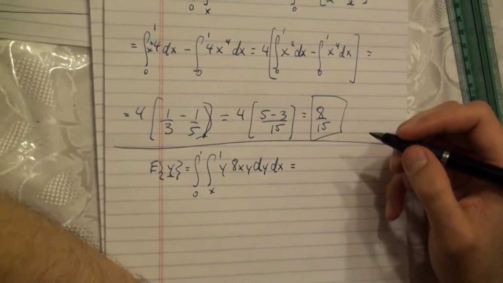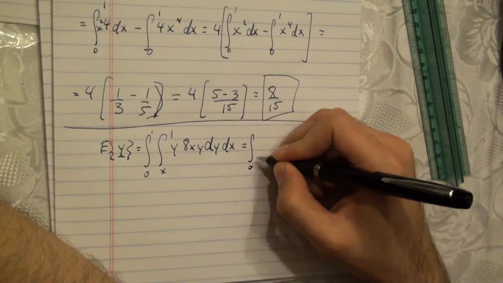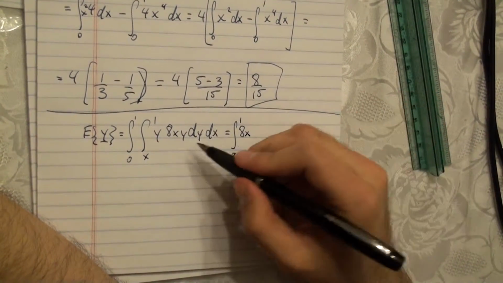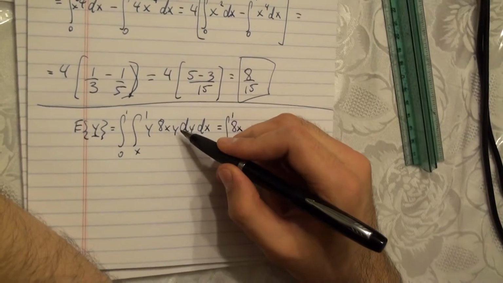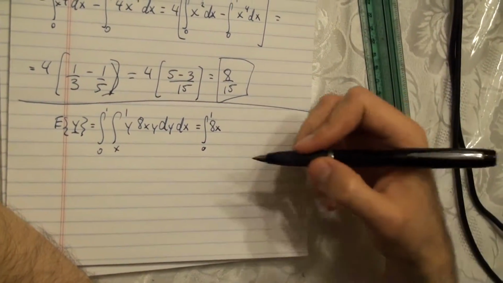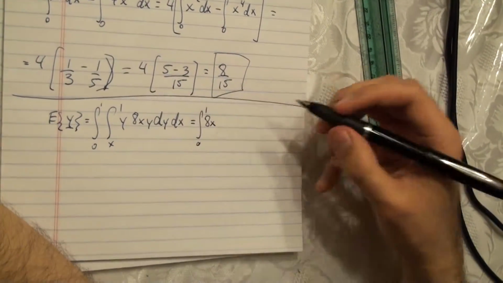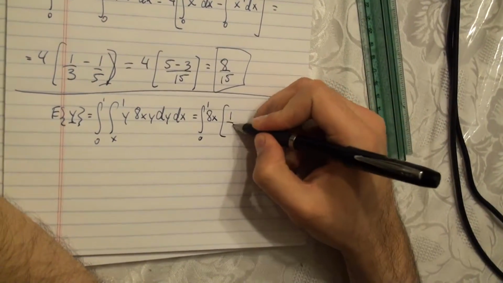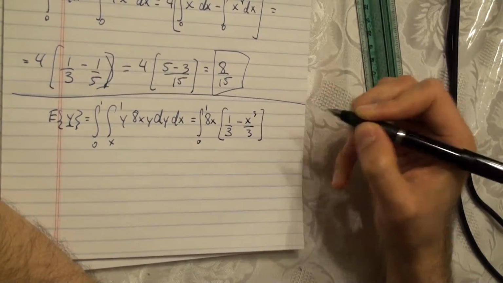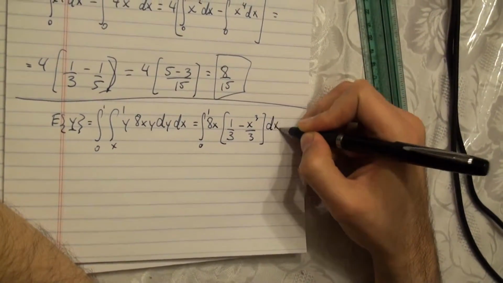So, what's going to happen? Integral from 0 to 1 of 8x. These two y's combine together to become y squared. The integral of y squared is going to be y cubed over 3, evaluated from x to 1. So that's just going to become 1/3 minus x cubed over 3 dx.